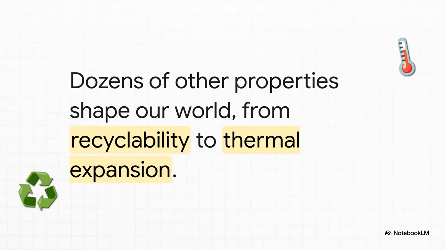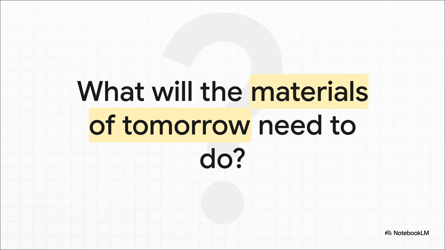And listen, we have barely even scratched the surface here. There are dozens of other properties that engineers are constantly thinking about. Things like thermal expansion, how much something grows or shrinks with temperature, or recyclability, which is becoming more and more vital for a sustainable future. Every single one is another word in this incredible language of materials. So every single object you see is a result of this long, complicated conversation. But our needs are always changing, right? As we look to the future, to building lighter cars, more efficient computers, and sustainable cities, you have to ask yourself, what new words are we going to need to add to this language? What will the materials of tomorrow need to do?